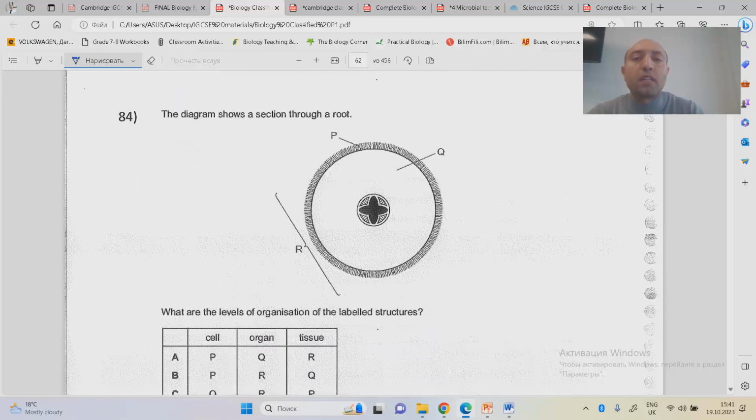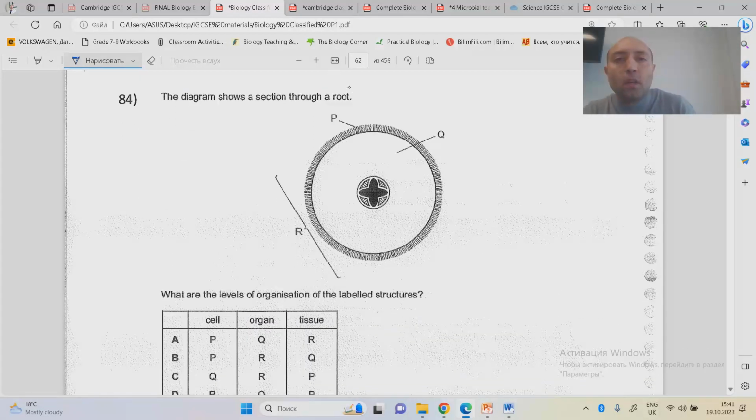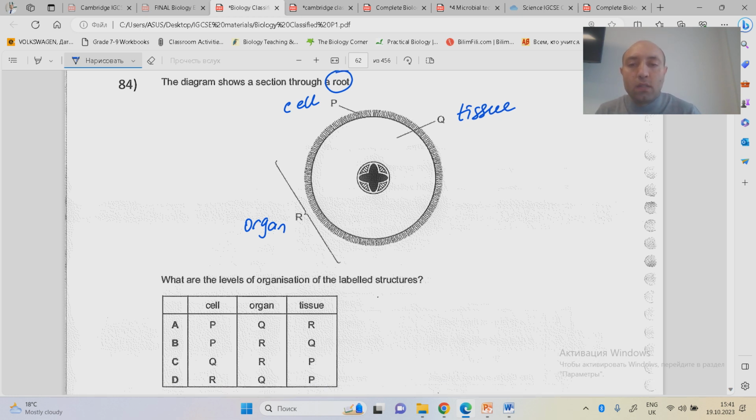In this picture, you can see a root. Of course, organ will be R. So R is an organ, which includes all of them. P shows just one root hair cell, so P is a cell. Q we can choose as a tissue. So Q is a tissue. And there's only one answer where Q is a tissue. Answer is B.